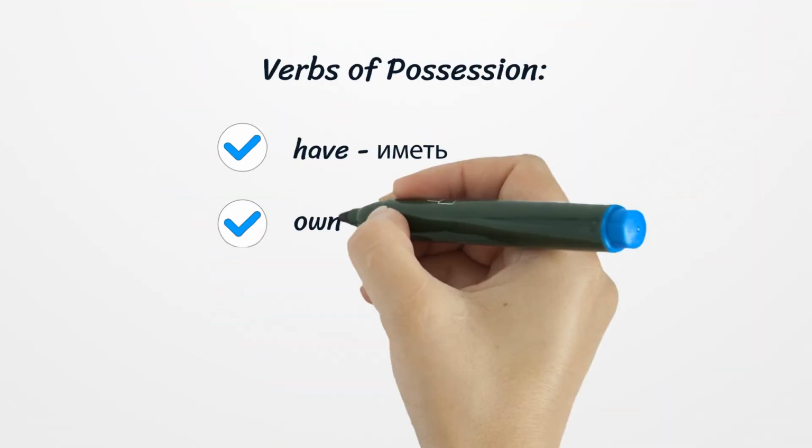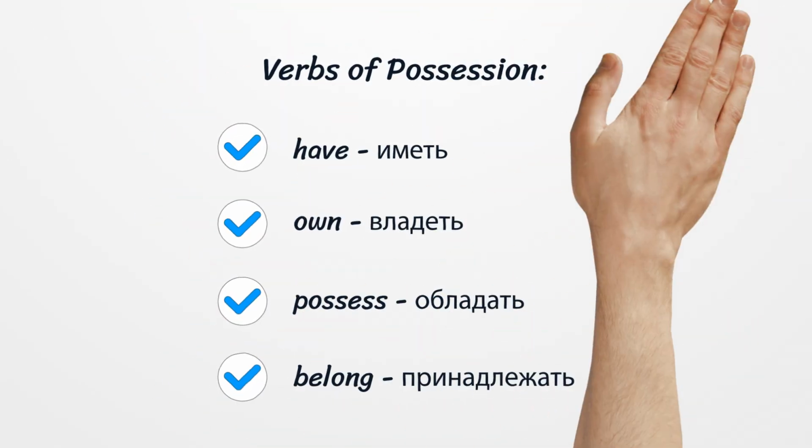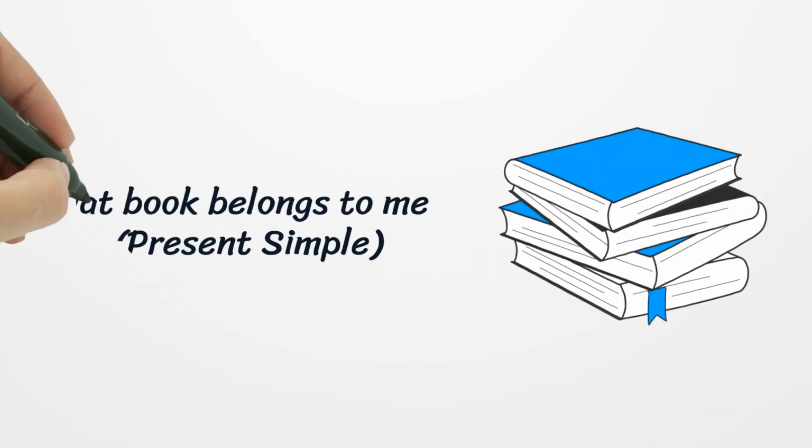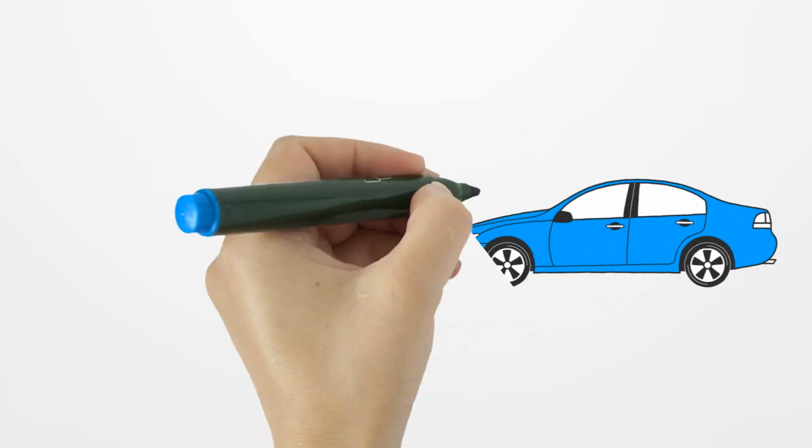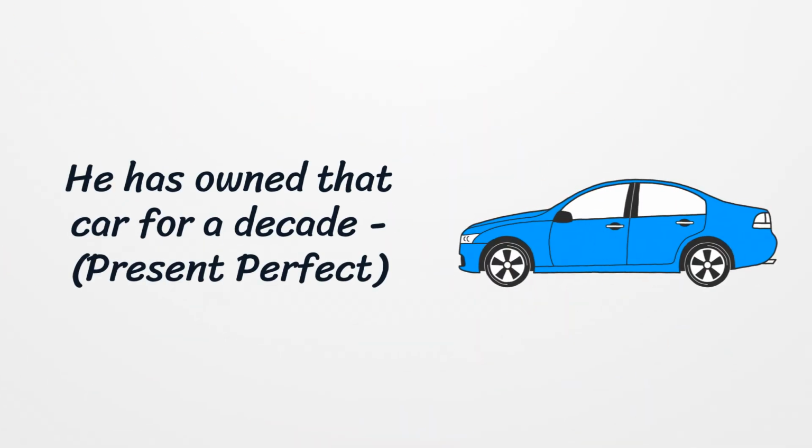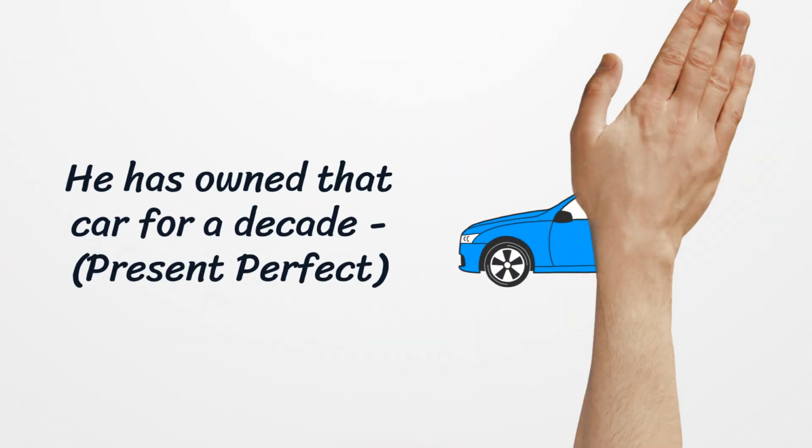Verbs of possession: have, own, possess, belong. That book belongs to me. Present simple. He has owned that car for a decade. Present perfect, a state of ownership lasting 10 years.